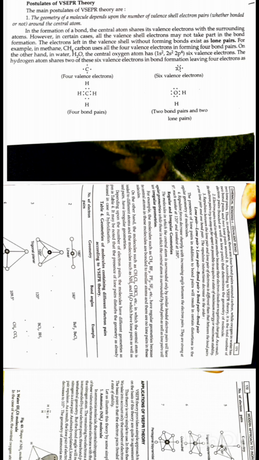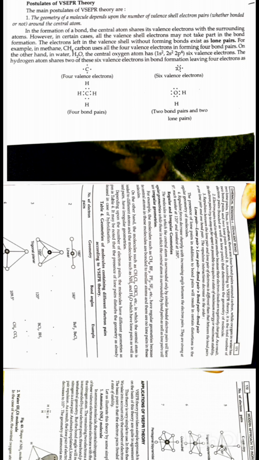Now the topic is regular and irregular geometries. The molecules in which the central atom is surrounded only by similar bonded electron pairs will have regular geometries, while those in which the central atom is surrounded by bond pairs as well as lone pairs will have irregular geometries.